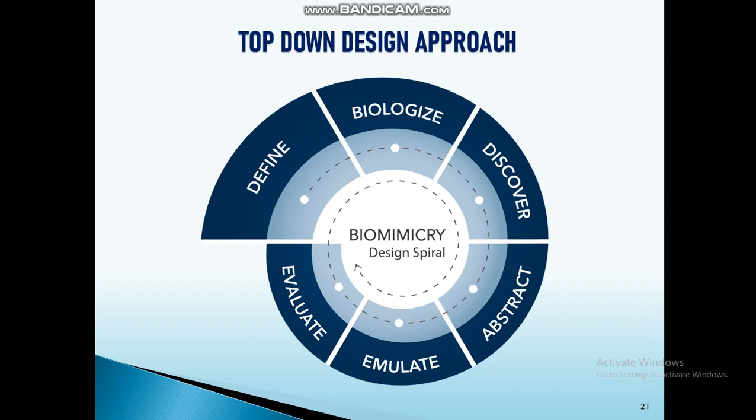So top-down is a design approach, and this is called the biomimicry design spiral. It starts from here. First I define the problem, and then I biologize the same problem, and then I need to find the biological solution over here. After finding that solution, I need to again redefine it in engineering terms, and then I need to replicate that. Finally I need to test that. So this is the top-down design approach, the biomimicry spiral.